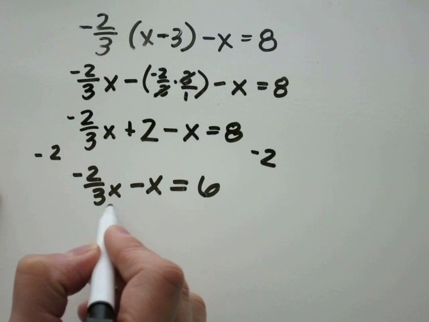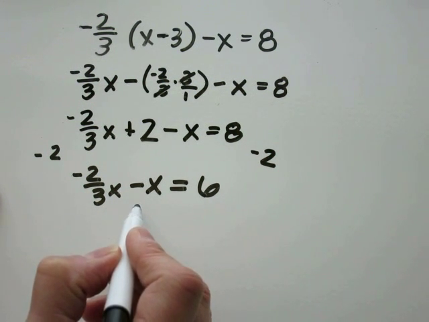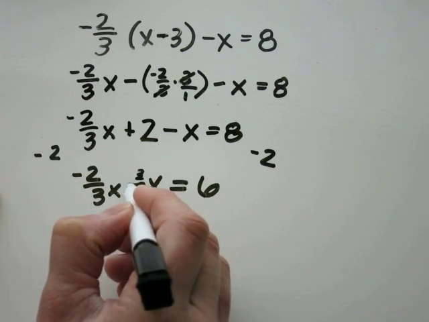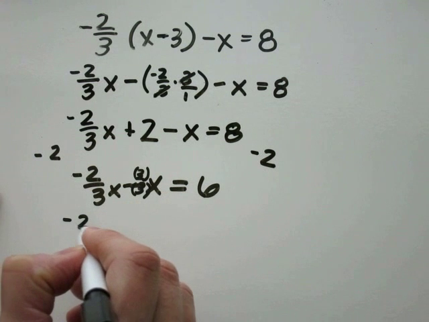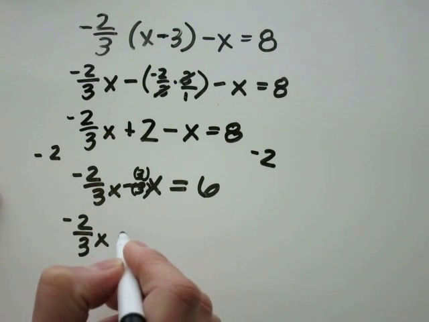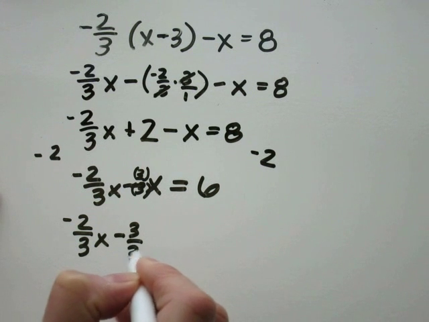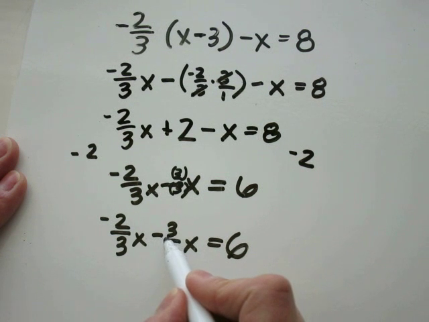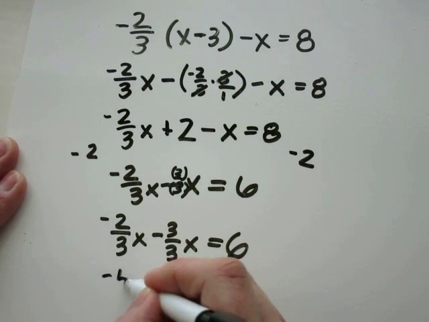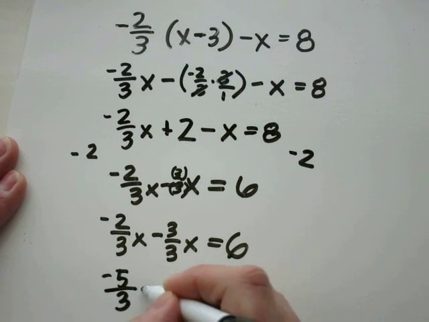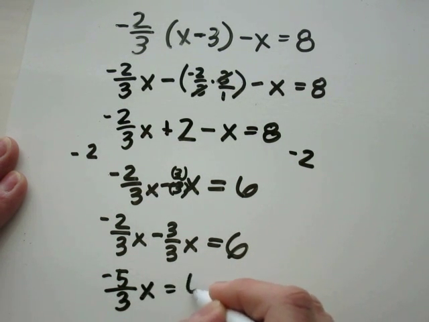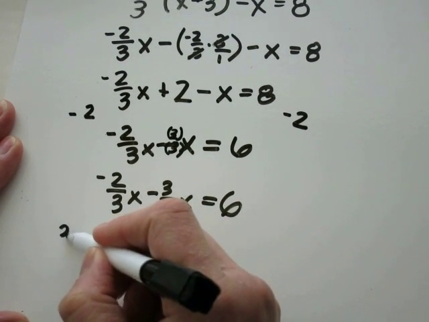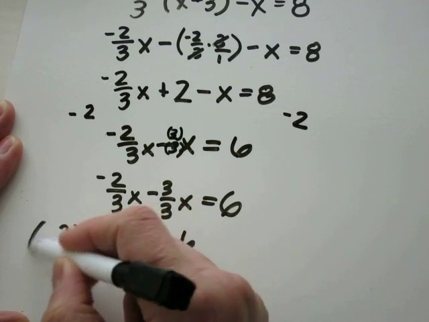Now because I'm dealing with subtracting fractions, I will need a common denominator. So I'm going to multiply 3 over 3 times x. So I'm left with negative 2/3 x minus 3 over 3x equals 6. Negative 2 minus 3 is negative 5. So negative 5 over 3x equals 6.